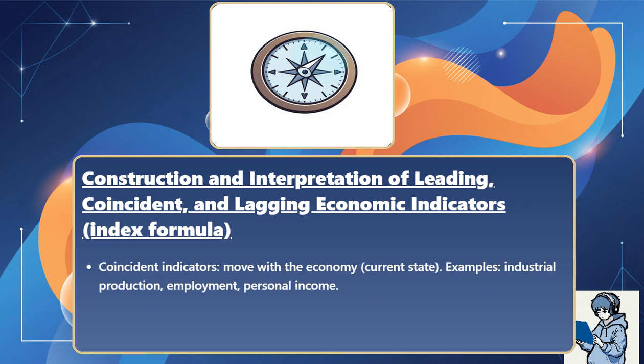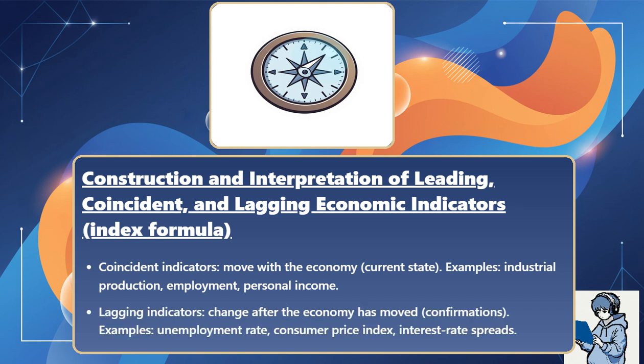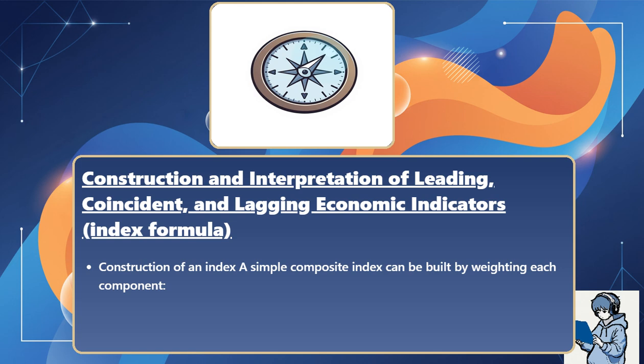Coincident indicators move with the economy's current state. Examples are industrial production, employment, personal income. Lagging indicators change after the economy has moved, confirmations. Examples are unemployment rate, consumer price index, interest rate spreads. Construction of an index: a simple composite index can be built by weighting each component.